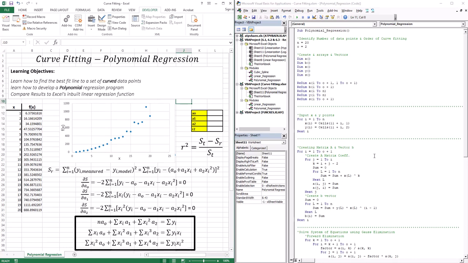So in this lesson, we're going to continue our discussion on curve fitting. In the previous lesson, we went through linear regression: if you have a set of data points that have a linear trend to it, how can you fit a model to it? How can you fit an equation to it?